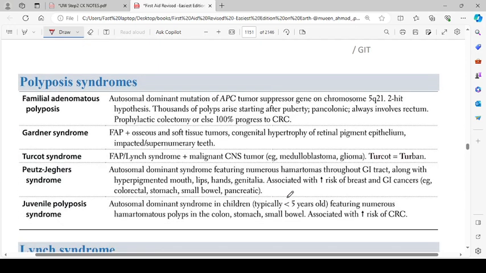Then we have certain syndromes which are called polyposis syndromes. These include familial adenomatous polyposis. It is an autosomal dominant mutation in the APC tumor suppressor gene on chromosome 5q21. The two-hit hypothesis is present.